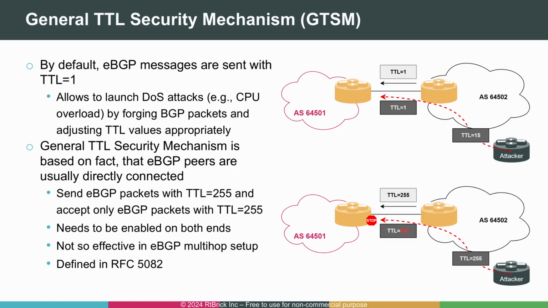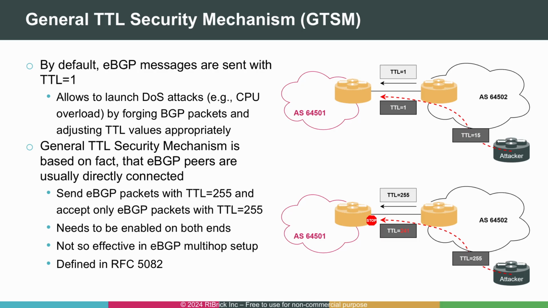This default behavior, however, creates a potential attack vector. In the diagram on the top right, we see an attacker located 15 hops away from the router under attack. If the attacker sends forged BGP messages with a TTL of 15, they will arrive at the target router with a TTL of 1. Because the router considers the packet to be valid, it must process it, potentially leading to CPU overload and a denial of service condition.